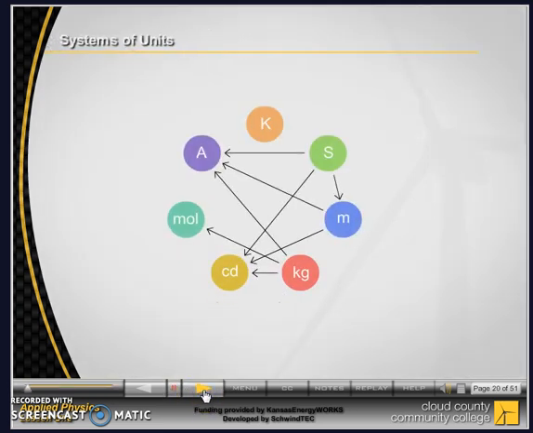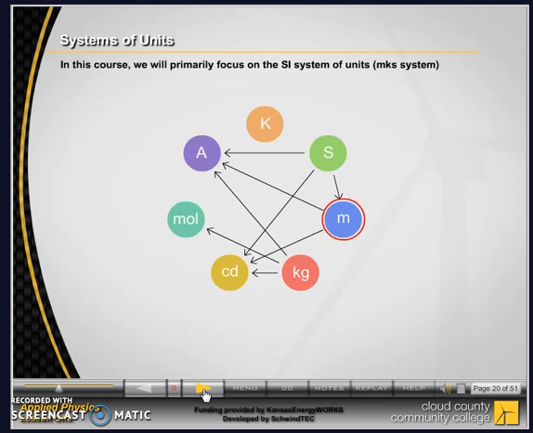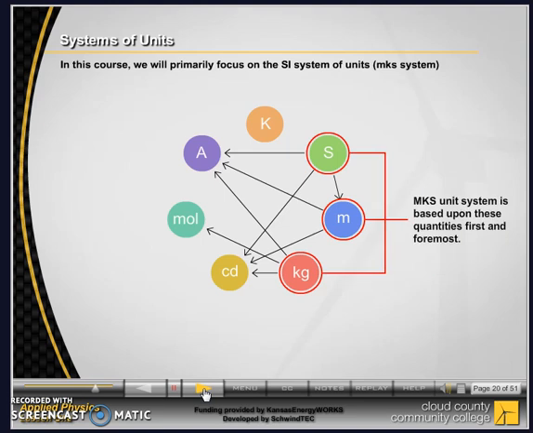There are many systems of units in use today. In this course, we will primarily focus on the SI system of units, also called the MKS system. In this system, 3 of the base units are length, meter; mass, kilogram; time, second. These are part of the fundamental 7 units that must be part of a unit system. Note that the MKS unit system is based upon these quantities first and foremost.